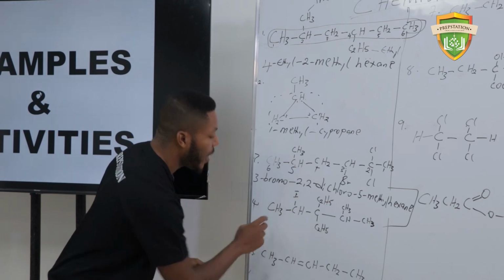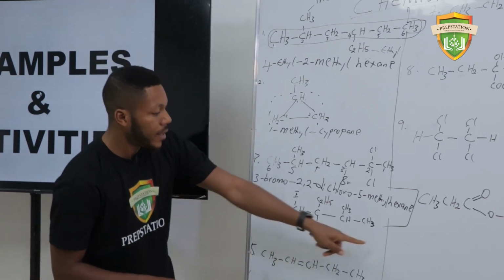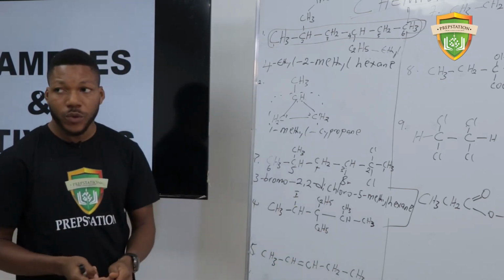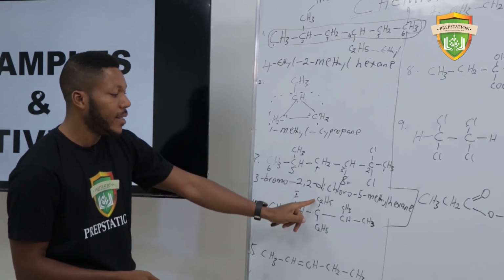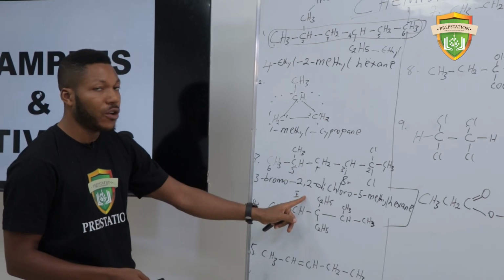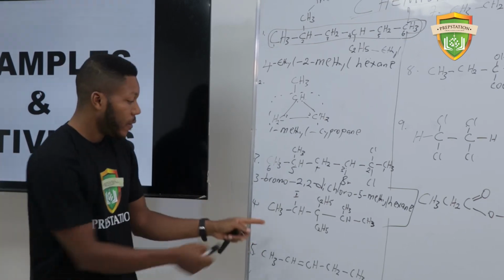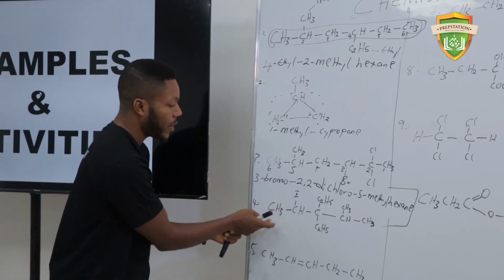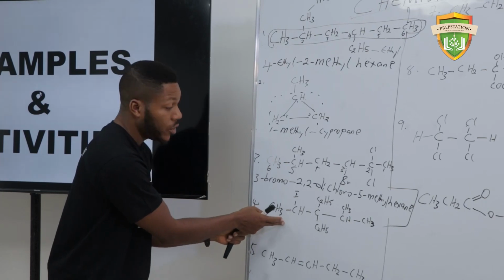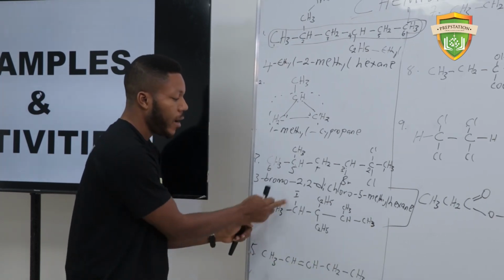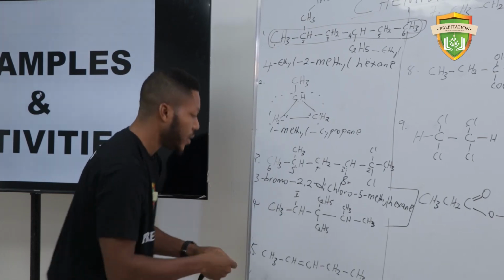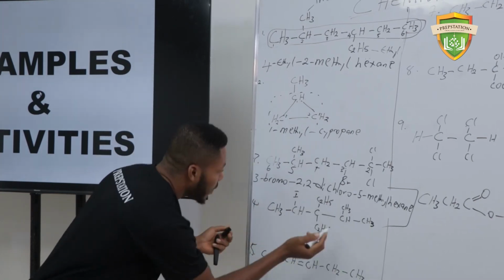1, 2, 3, 4, 5. This is pentane. Parent hydrocarbon is pentane. How many substituents do we have? We have 1, 2, 3, 4, but 2 are the same. This is ethyl, this is methyl, this is iodo. Your counting starts from the side that contains what? The halogens group. If you start from here to count is wrong, so you start from here. Preference to what? Inorganic substituents. So that will give us what?